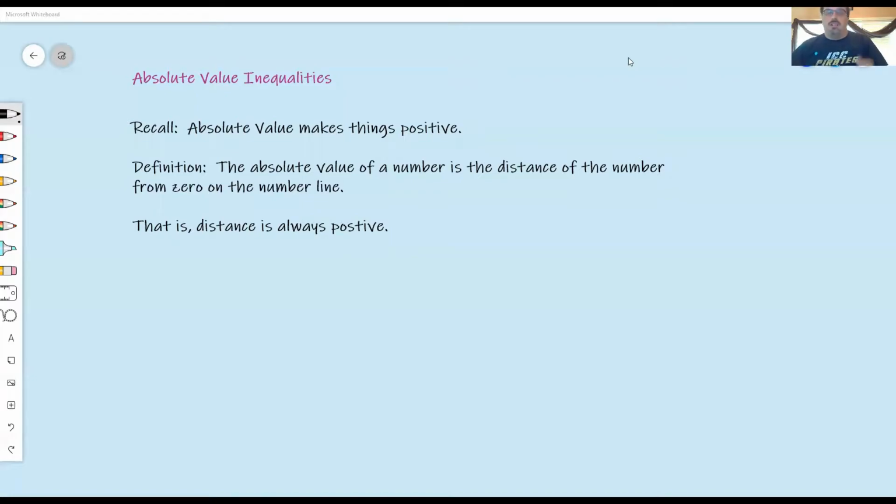Hello, I want to talk to you guys about absolute value inequalities. Before I do that, let me recall a couple of things just so we can get back on track. Absolute values make things positive. What that means is, if I say the absolute value of 5, that's a 5. Or if I say the absolute value of -3, it makes it positive. This is just going to be a +3.